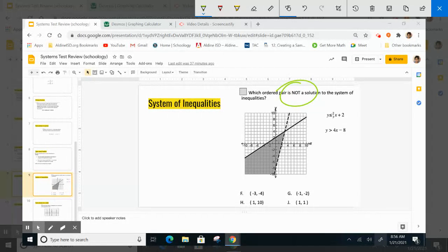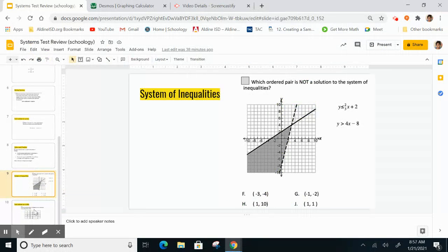Starting with F, -3, -4 is going to be right here. That is F, and yes, it is in the shaded area. We're looking for the one that's not. -1, -2 would be right here. That's G. Yes, that's in the shaded area. 1, 10, we go over 1, up 10, that's up here. That's H. It is not in the shaded area. And then 1 over, 1 up is right there. That is J, which is in the shaded area. So the answer we will be looking for here is H, 1, 10, because it is not in the shaded area.